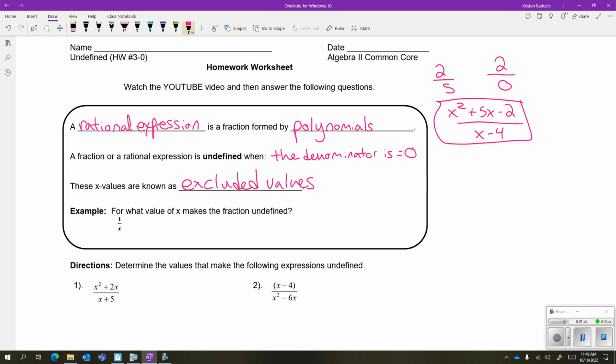So, for example, if you were to have 1 over x, if we had x equals 0, that would then give me 1 over 0. And that means we would be dividing by 0, so we would say that x equals 0 makes the fraction undefined, and our excluded value would be x equals 0.